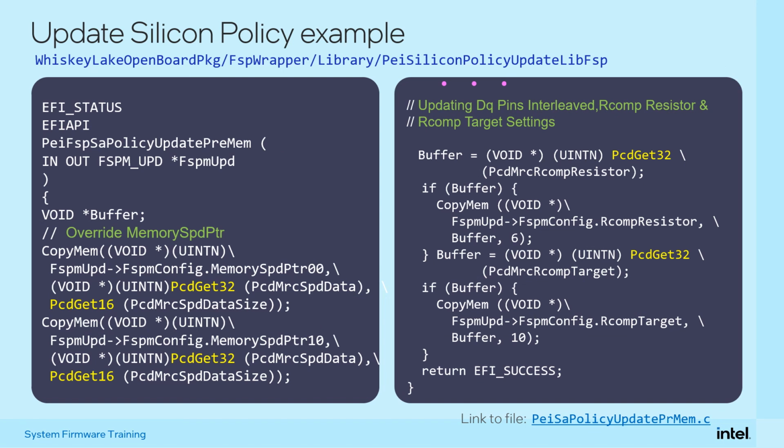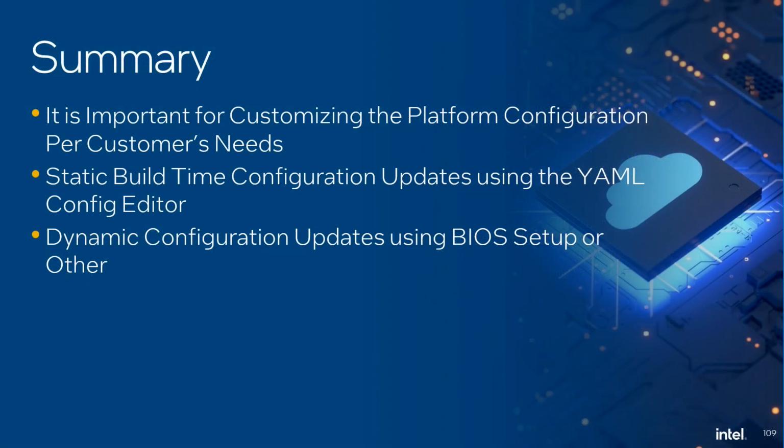Here is the code on updating the silicon policy as shown per the diagram on the previous slide. This function will copy the contents of the values stored in PCD variables into the data structures that are consumed by the Intel FSP API for initializing memory. The example code is in Whiskey Lake Open Board Package FSP Wrapper Library PEI FSP Policy Update lib PEI SA Policy Update pre-memory.c. The following are summary points for the configuration data for the scalable Intel FSP.